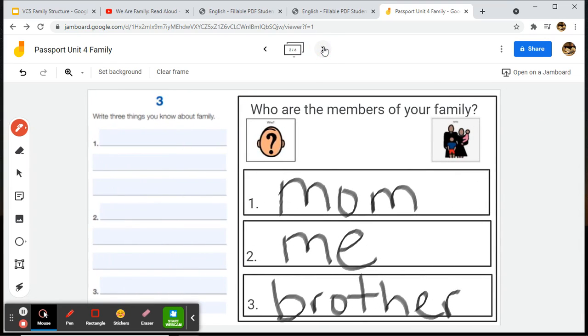So one, students would have a choice. If they're able to complete the assignment as it is, that's great. If not, here I focused on just 3. Write 3 things you know about family, and I provided that image. Or the students can write who are the members of their family, and I've added Boardmaker symbols to give the visual of what they're being asked to do. And if you are unable to access Boardmaker, you can use real images, which is also helpful for our students. And here, the students would write mom, me, and brother, or whomever the people in their family would be.